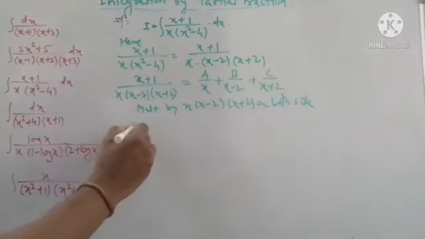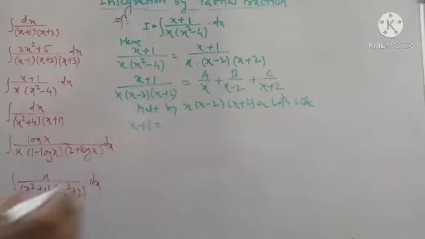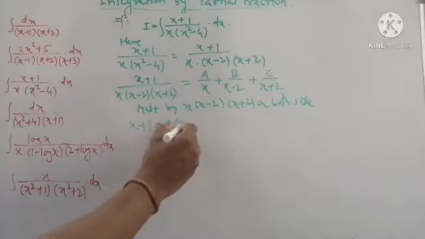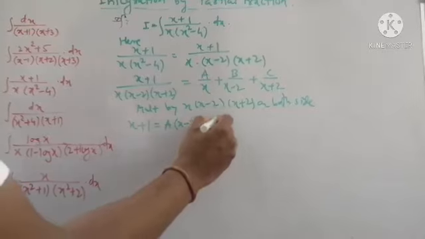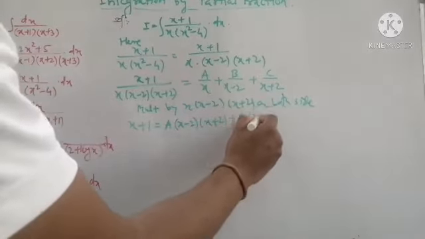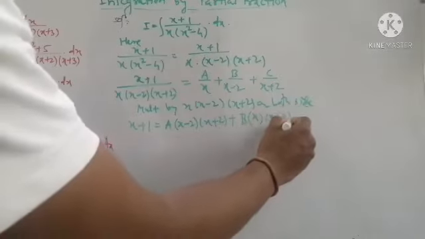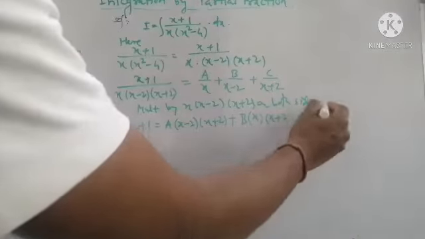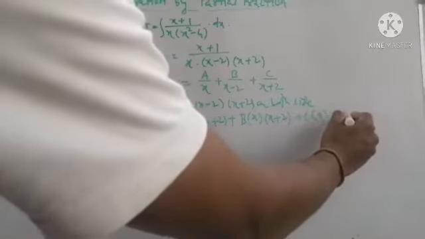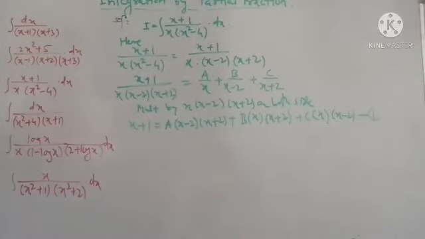So we get x plus 1 on the left hand side, and on the right hand side, in the numerator of a we get x minus 2, x plus 2 in multiplication. In the second term, the numerator b gets x and x plus 2 in multiplication, and in the last term the numerator c gets x and x minus 2 in multiplication. We call this equation number 1. Now putting in values of x, we get the unknowns a, b, c.